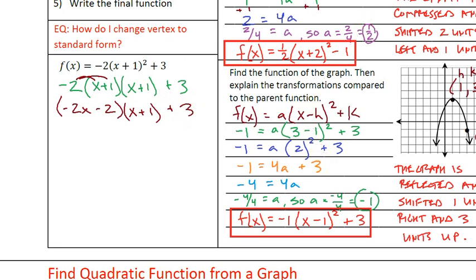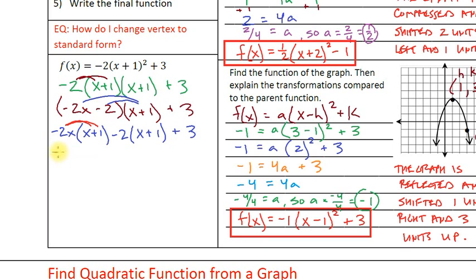The next step, you remember, you're going to actually distribute the two terms of the first binomial to the entire second binomial. So -2x is going to be multiplied times (x plus 1), and then the -2 in the first binomial is multiplied times the (x plus 1). Then we add the 3 on the end.